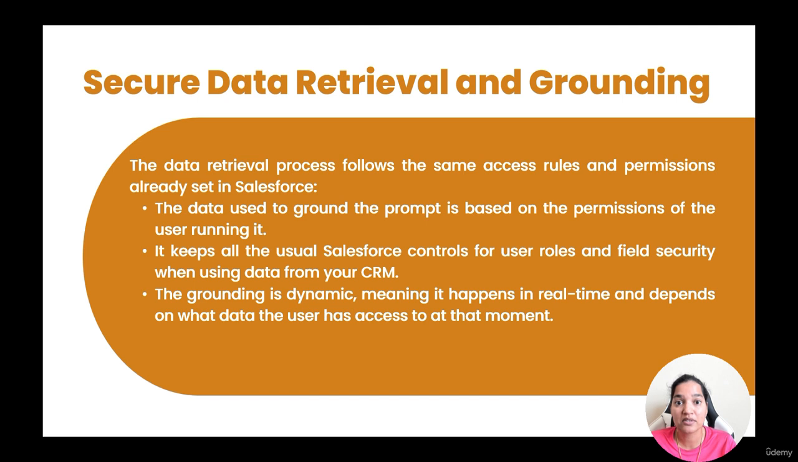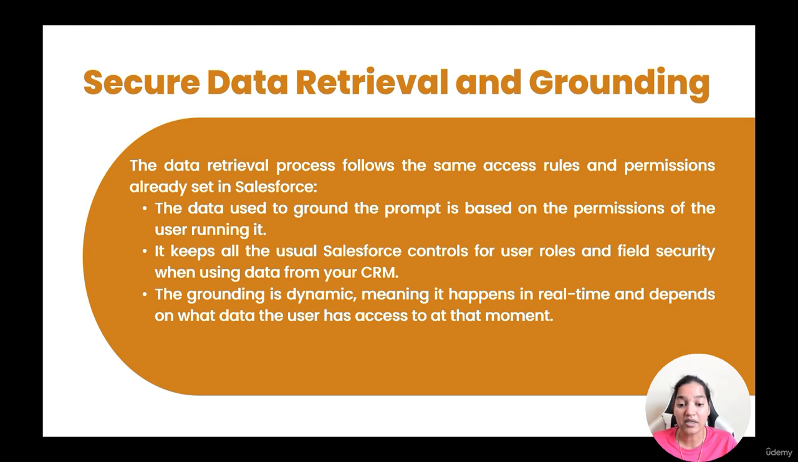So grounding happens based on the permissions of the user. So if there are fields the user doesn't have access to, that information will not be fetched during grounding. Only the information which the user has access to will be fetched during this grounding process. It keeps all the usual Salesforce controls for user roles and field security when using data from your CRM. So this data retrieval happens very securely, and it is according to the roles and the security access, field level security that you have based on your role. And that is how the retrieval of the data will happen.